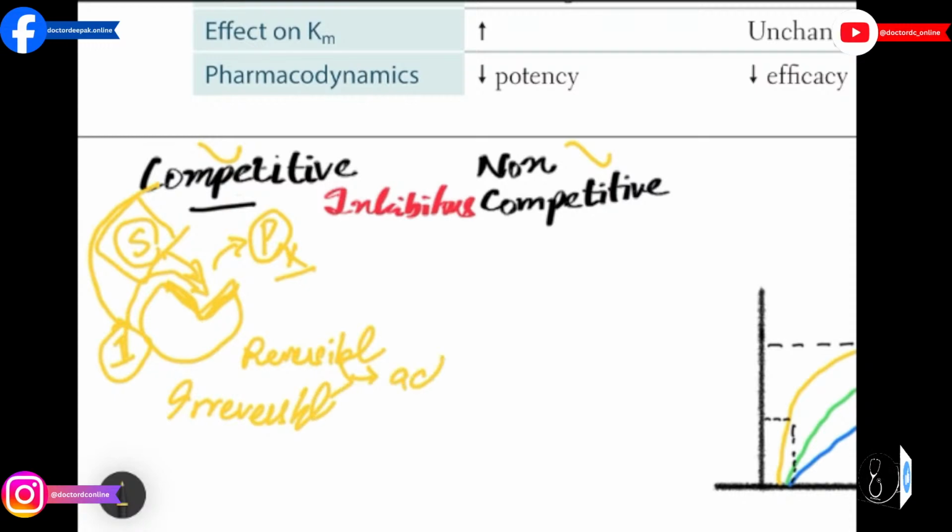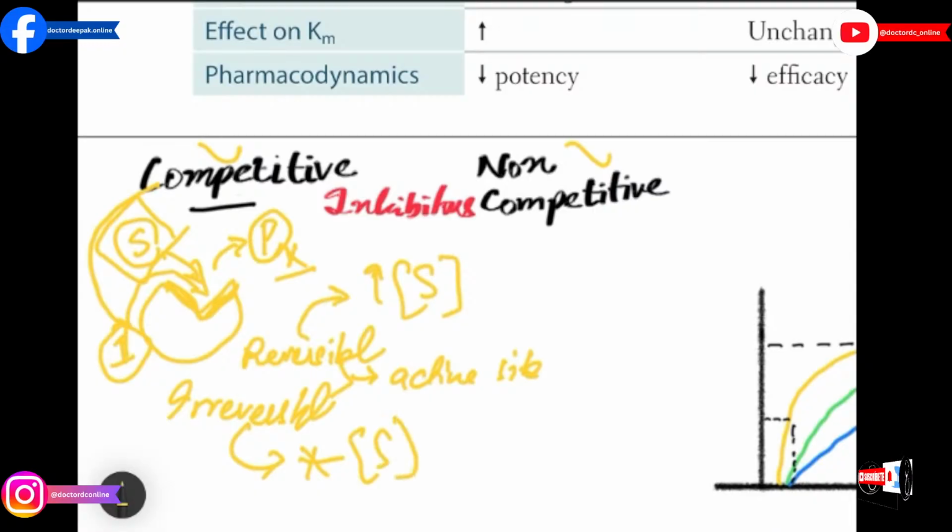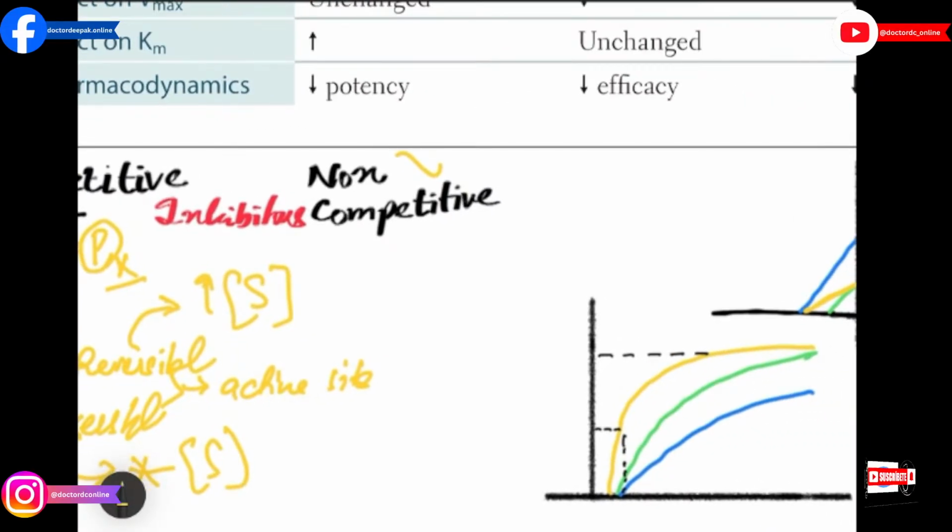Both are going to attach to the active site, but the reversible one can be knocked out by adding more substrate, increasing the concentration of substrate. But the irreversible one can't be knocked out by adding more substrate or increasing the substrate concentration. Okay? And what is a non-competitive inhibitor?